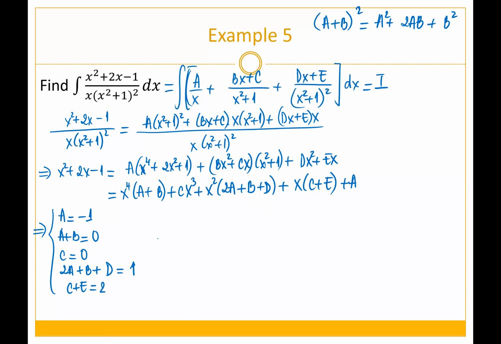So now we have all 5 of them. You have A equal to negative 1. A plus B equals 0, so B is equal to 1. C equals 0. With D and E, C is equal to 0, so E is going to be 2 from this equation. And then 2A plus B: you have A, you have B here. 2A plus B is negative 2 plus 1, which is negative 1. D minus 1 is 1. So D equals 2.